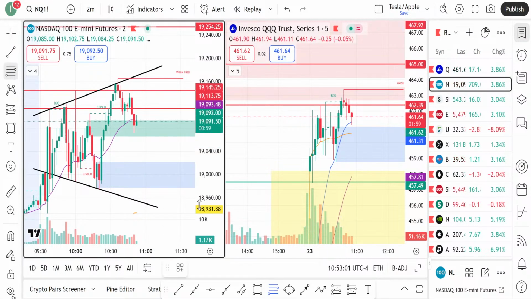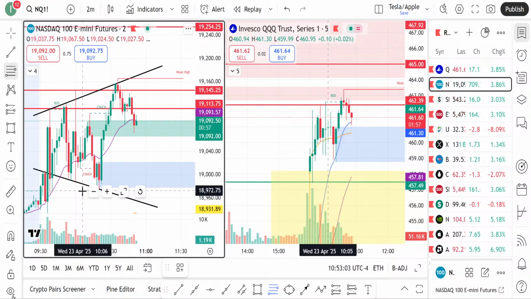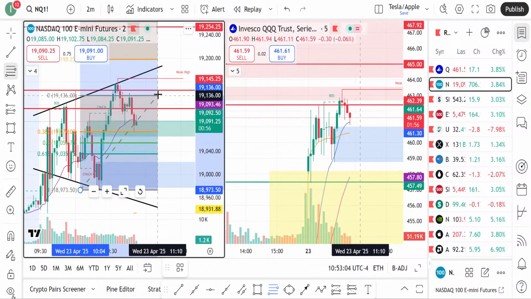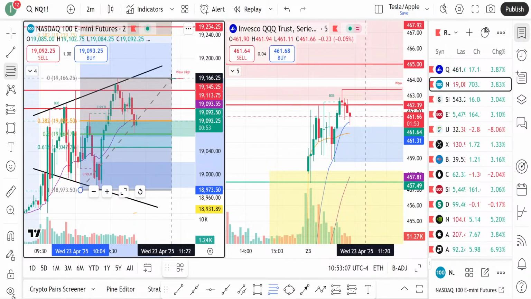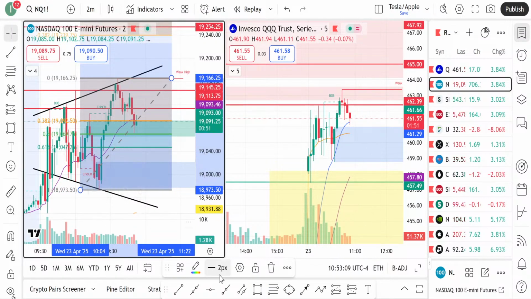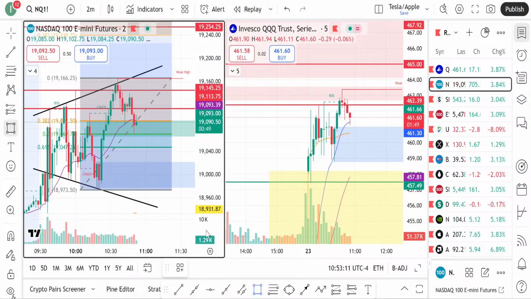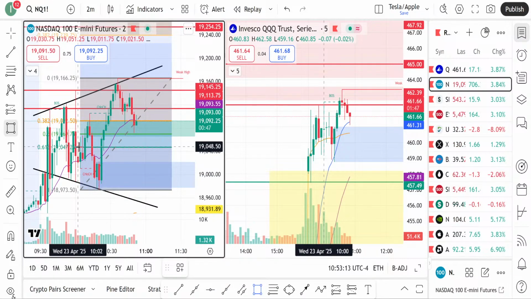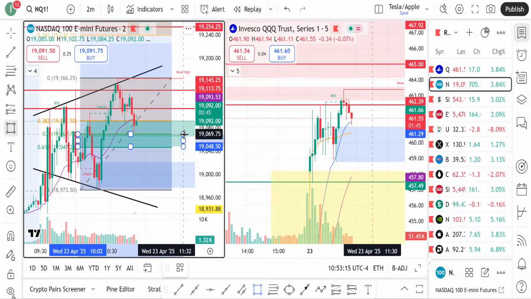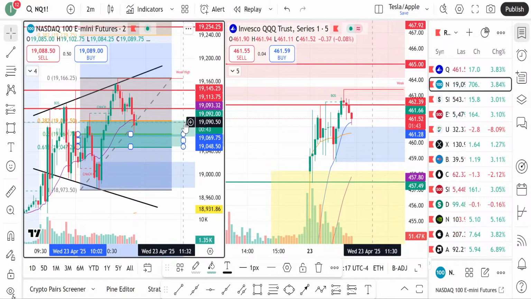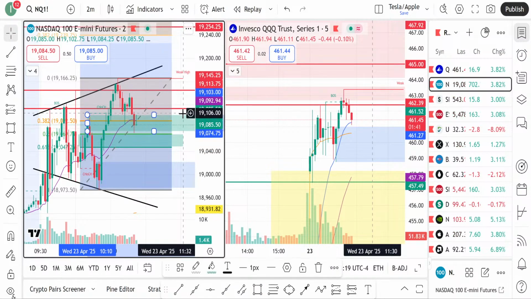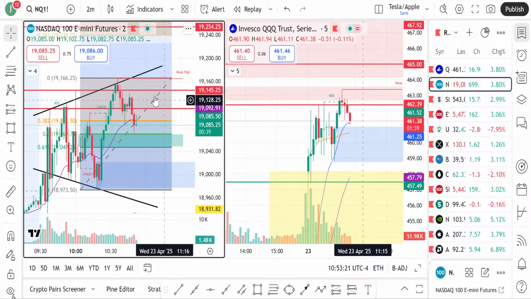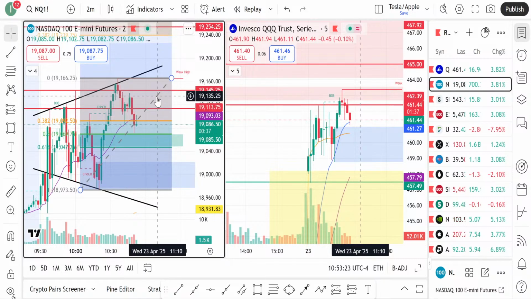And if you use the fib level, I don't know if any of you guys use Fibonacci retracement, I like to use it sometimes. This right here is kind of like the golden, or the discounted zone. So I like to use it whenever I see a strong move in one direction.